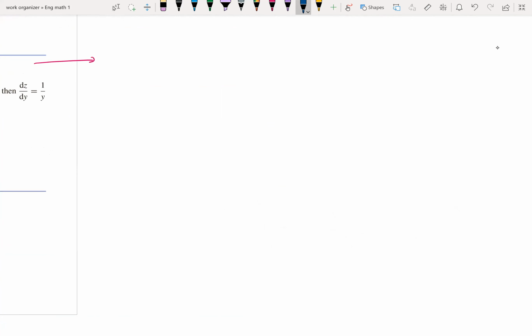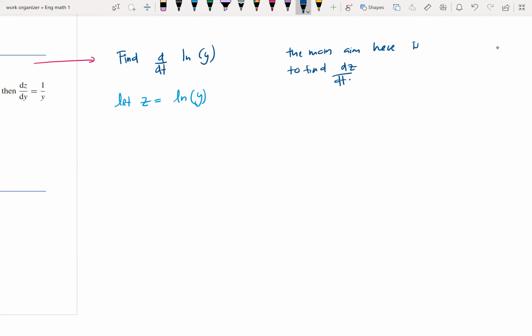So find d over dt of ln y, right? Okay, so again, we just convert ln y into z. Let z become ln y. The main aim here is to find dz over dt. So again, we just eliminate y.